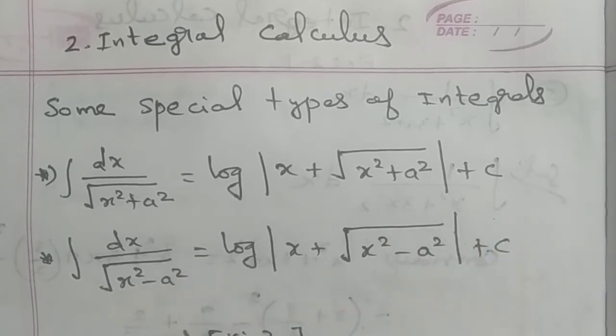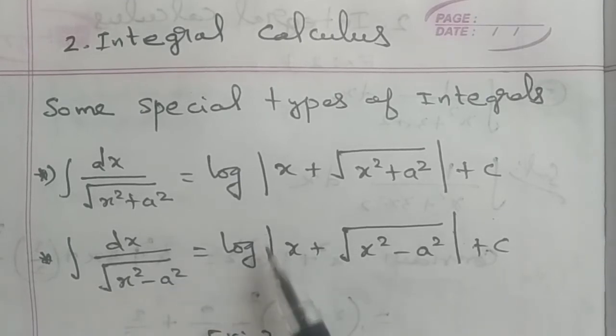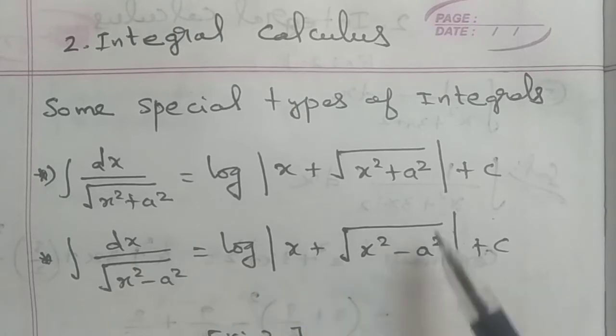Another one, integral of dx divided by square root of x square minus a square equals log modulus of x plus square root of x square minus a square plus c.